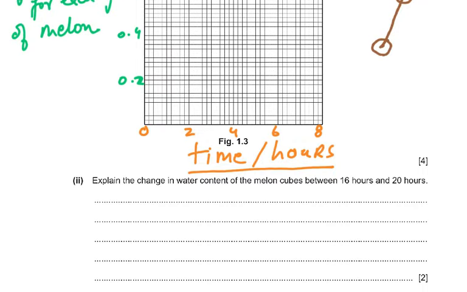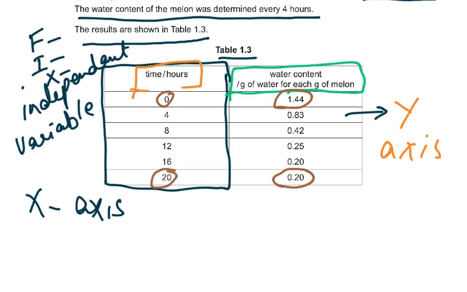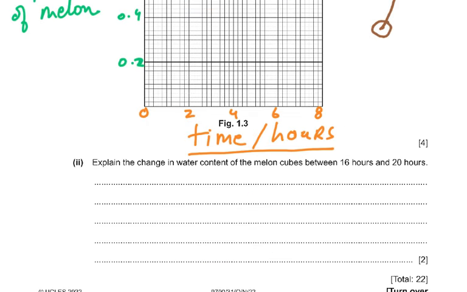Then coming to the last part, explain the change in water content of the melon cubes between 16 hours and 20 hours. So there was no net movement between 16 and 20 hours. You can see what had happened. The 16 and 20 hours here, you can see it remained 0.20. So there was no net movement of water in or out of the fruit, and there was an equal water potential in and outside. So there was no net movement of water. So this will get you your 2 marks.